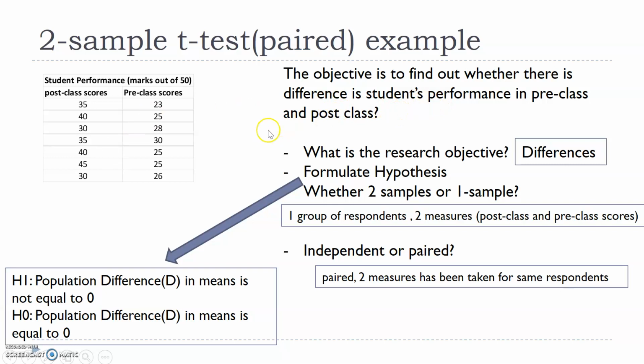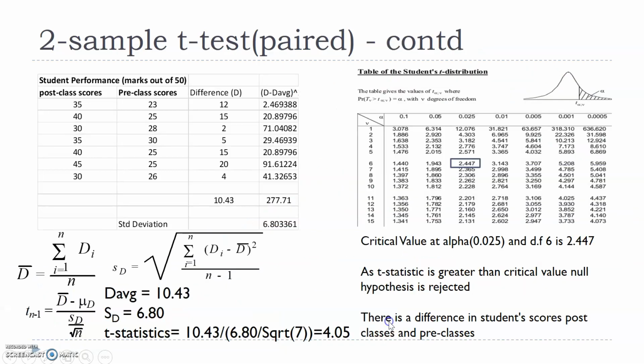Same thing, let's say the objective was to check whether after taking classes the score improved by 5 marks, or improved by 3 marks. Then my alternate hypothesis would have been that the population difference in means is greater than 3 or greater than 5 marks. In that case, it would have been a one-tailed test, right? Because I'm measuring the directional property. And my null hypothesis would have been that the population difference in mean is less than or equal to 3 marks or 5 marks. Okay. So that's how we define one-tailed and two-tailed tests.